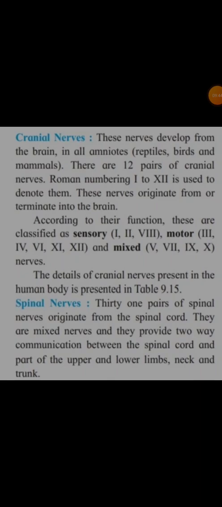Now we will see the spinal nerves. 31 pairs of spinal nerves originate from the spinal cord, and they are mixed nerves, and they provide two-way communication between the spinal cord and the upper part of the lower and the upper limbs, neck and trunk.